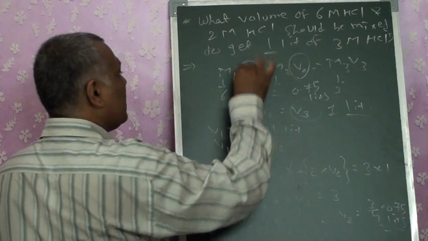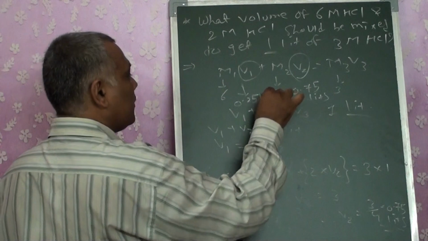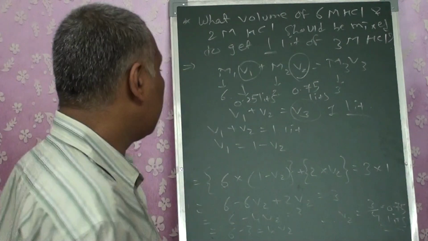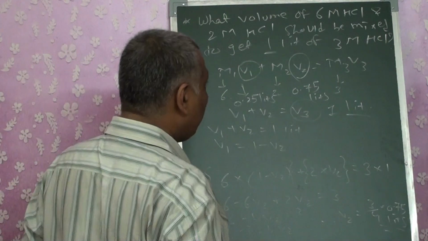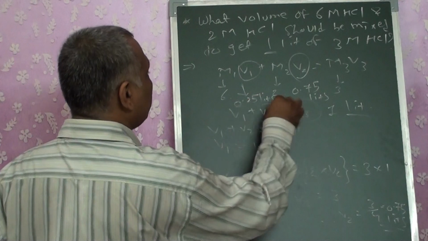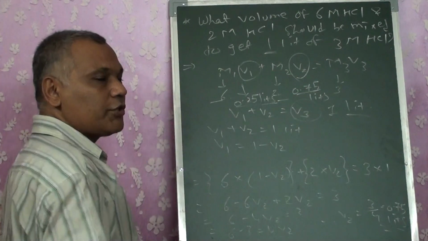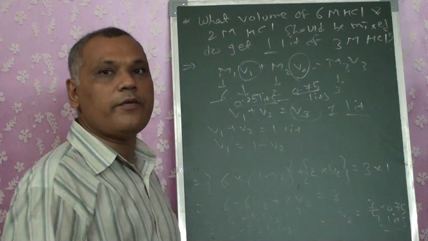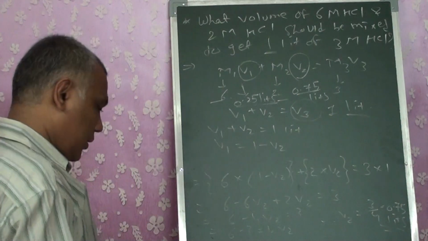So V1 will be 0.25 liters, right? So this helps me to know that 0.25 liters of 6 molar solution and 0.75 liter of 2 molar solution, when they are mixed together, the resultant solution will have 3 molar. Okay.